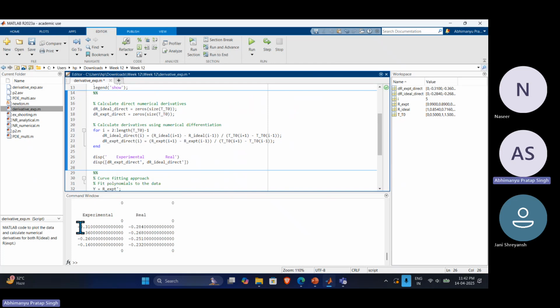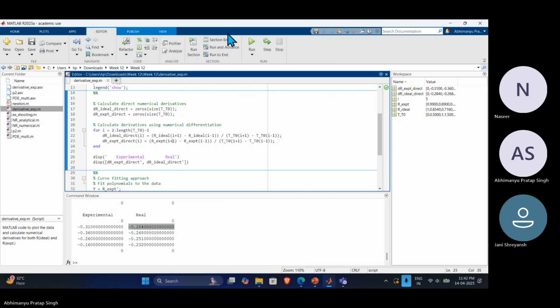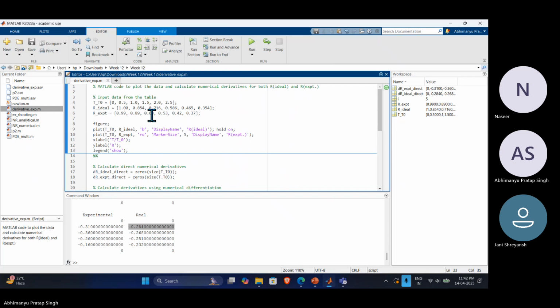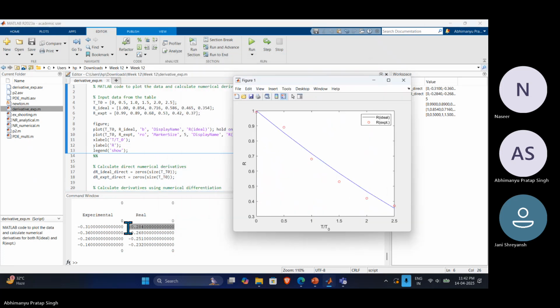So first one is the experimental values. The next one is the real values. So you can see that the first one is not that off. So for the first one, the difference is not that much. This one is around on the line itself, and this one is away from the line. So for the first derivative, we get a good approximation for the experimental and the real value.